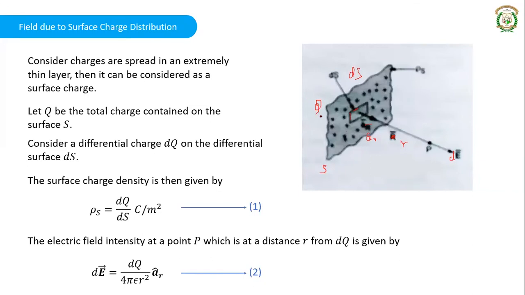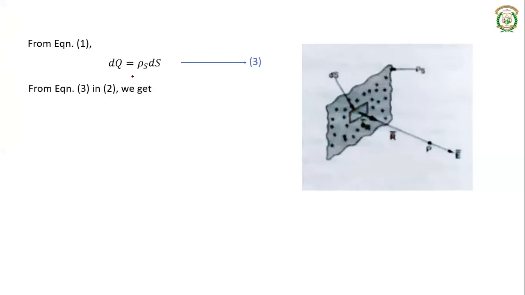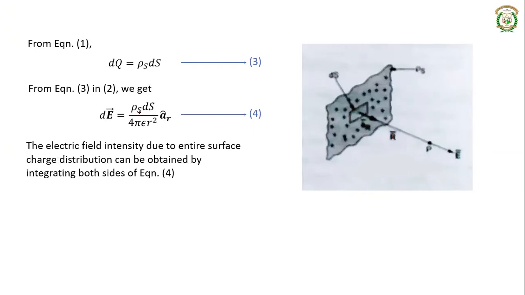Now the entire electric field intensity can be obtained by integrating this. Before that, what is dq in terms of ds? It can be written as rho s into ds, right? So dq is rho s into ds. Substituting this in the previous equation, we get dE is rho s ds divided by 4 pi epsilon r square into ar cap, right? So this is the electric field intensity due to the elemental or differential charge dq.